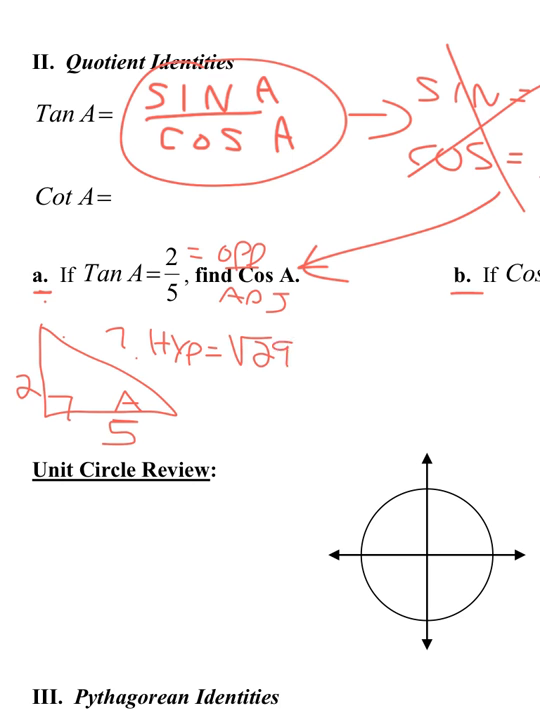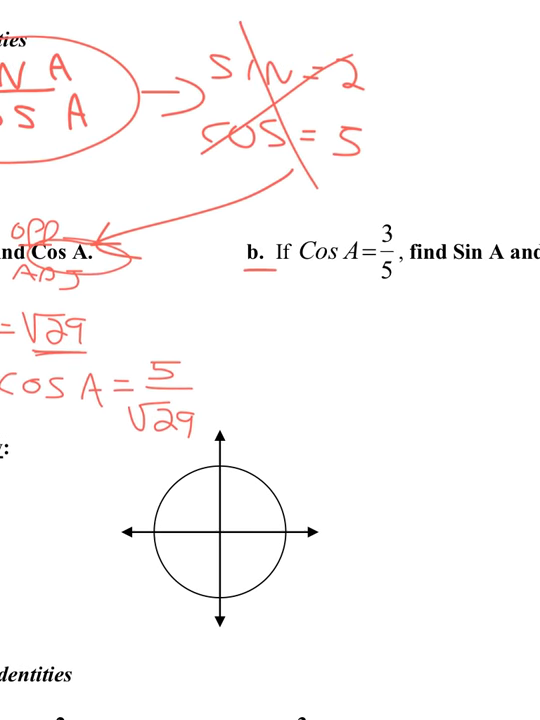Alright, and then once you have a right triangle, you can get the ratios for all 6 trig functions. Well, we only want to find cosine of A. So if we find cosine of A, this is adjacent over hypotenuse. So 5 is the adjacent. We figured out hypotenuse is root 29. So we get 5 over the square root of 29. But then we have to rationalize it. So I'll just kind of move this over. So when we rationalize it, we're going to get 5 root 29 over 29.